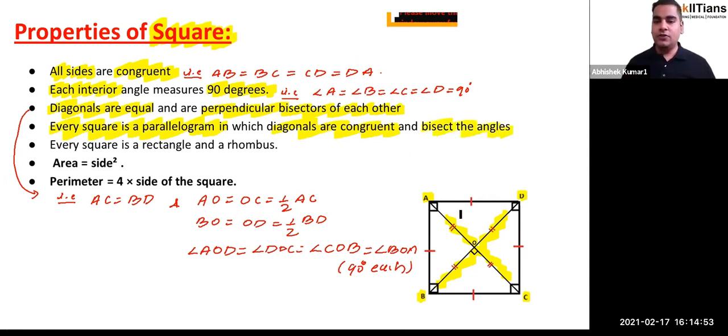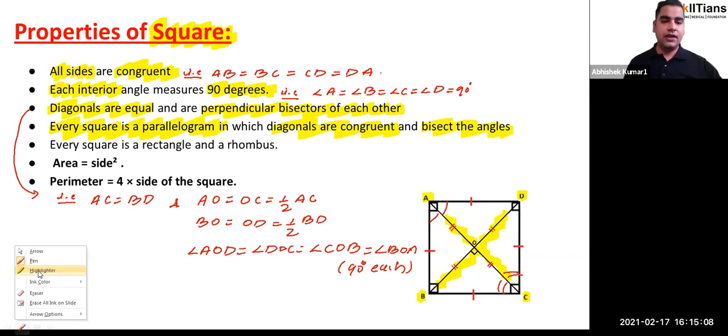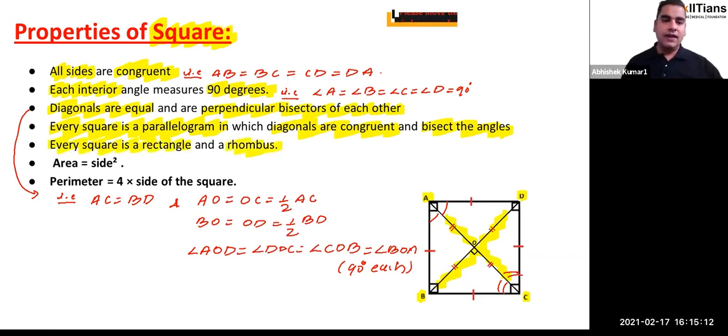They also bisect the angles, which means this angle that you have will be the same as this angle, which can be shown. Similarly, the bisection of the other angle will also take place. Then what do we have? You have every square is a rectangle and a rhombus. We know that's a very trivial thing.